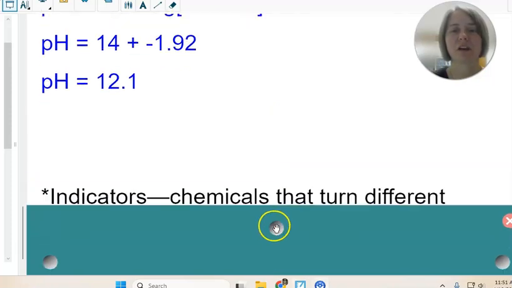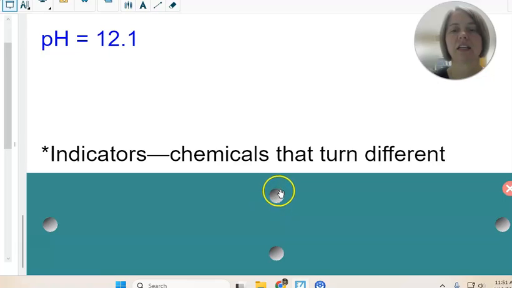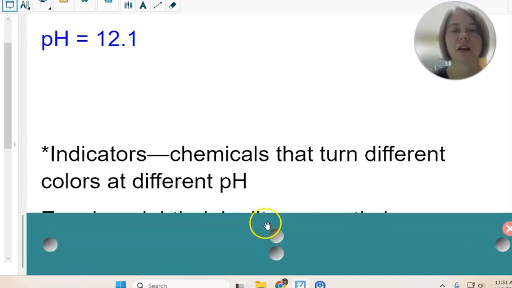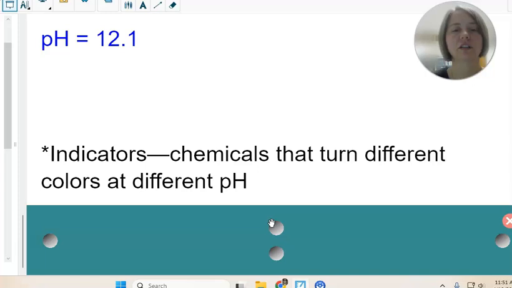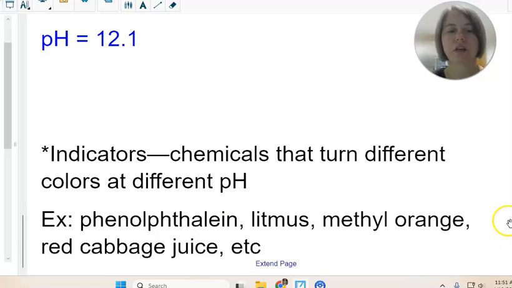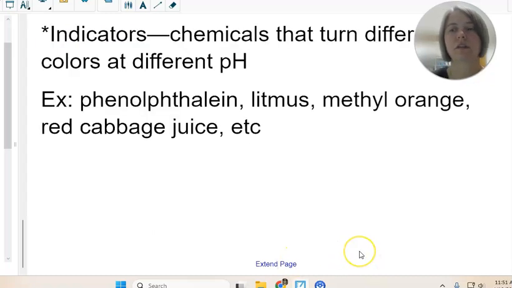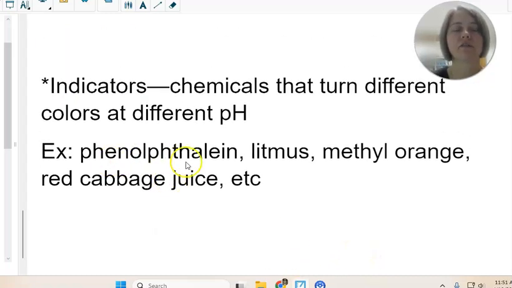Good job. I want to talk about indicators now. Those are chemicals that turn different colors at different pHs. And so it's really good for indicating when there's been a change in pH, particularly if we're trying to do this thing called a titration, where we're trying to mix an acid and base and neutralize them. So some examples of indicators are phenolphthalein, litmus, methyl orange, red cabbage juice, and there are more of them. So please write down those examples.